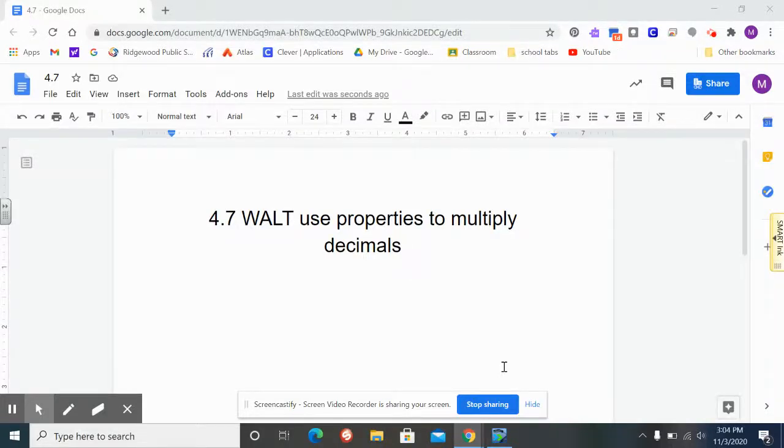We are going to be focusing today on lesson 4.7. WALT: use properties to multiply decimals. So please write down your WALT and then join me in the lesson.